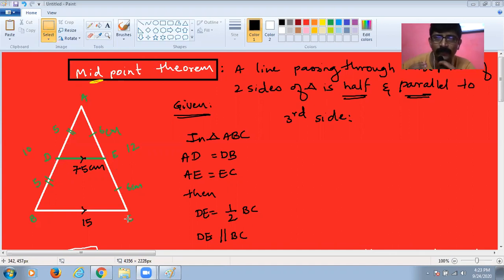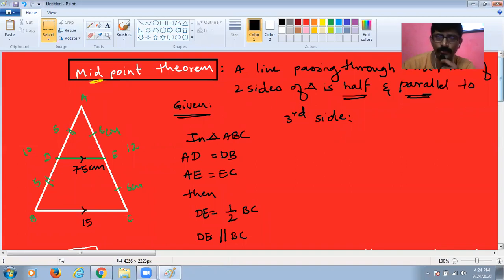Please listen very carefully. A line segment joining the midpoints of the two sides of the triangle is half and parallel to the third side. This line segment joining the midpoints of the two sides of the triangle is half and parallel to the third side. So that is the simple midpoint theorem. Isn't it very simple, guys?